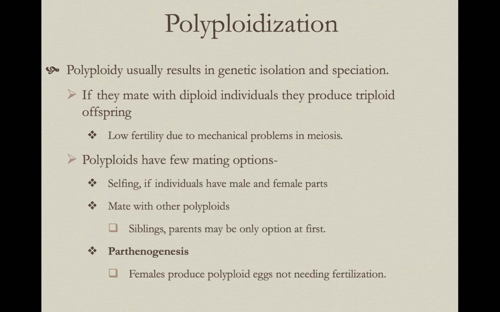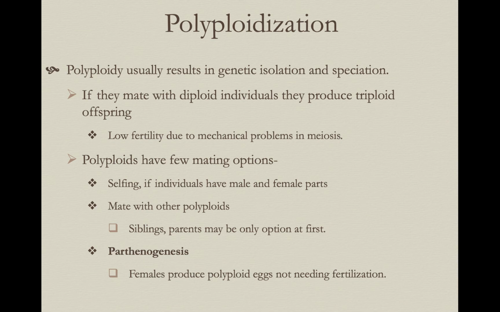So polyploids then have few mating options. Selfing may be the most likely option for species in which this is possible. In species where they have both male and female reproductive structures, they can just use their own gametes to produce offspring. And this may be why it's so common in plants. Many plants are self-compatible. You might also mate with other polyploids, so siblings that you produce that are also polyploid may be your only option at first.